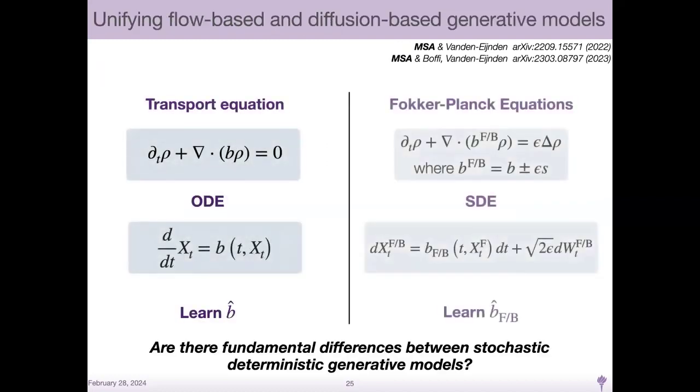So this gives us two perspectives on how to push samples from one density to another. You could do it either deterministically, following a transport equation, or stochastically, following a Fokker-Planck equation, which is basically saying, let me add on some diffusivity on one side, and then offset it with a new type of velocity field. So I'm going to differentiate between the objects you have to learn here by calling one of them b, and one of them b_F or b_B for forward or backward.